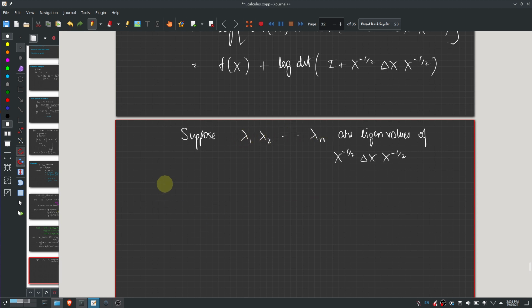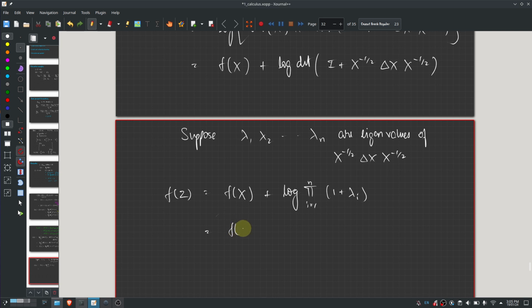So let's look at f of z, which is equal to f of x. If lambda 1 through lambda n are the eigenvalues of this particular matrix, what are the eigenvalues of I plus this matrix? Correct. So it's 1 plus lambda 1, 1 plus lambda 2, up to 1 plus lambda n. These would be the eigenvalues of this particular matrix. And what is the determinant of a matrix in terms of the eigenvalues? It is just the product of the eigenvalues. So this is this plus log of the product over i equal to 1 to n of 1 plus lambda i.